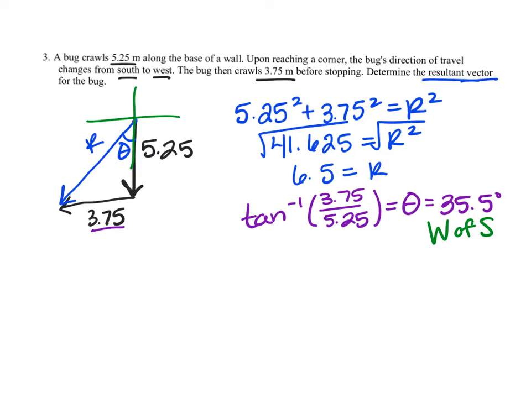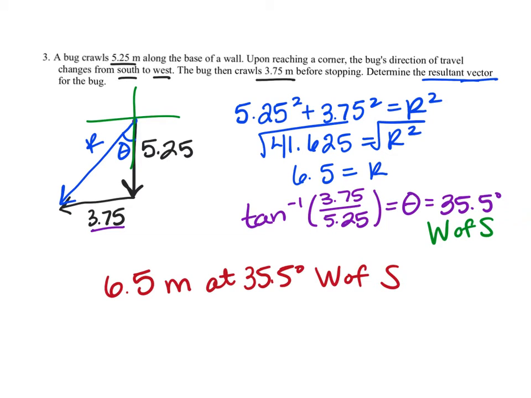So then to make our final answer, we're putting all the pieces together. We're going to take our magnitude of 6.5, and the units were in meters, at 35.5 degrees west of south. So that's our answer for number 3.